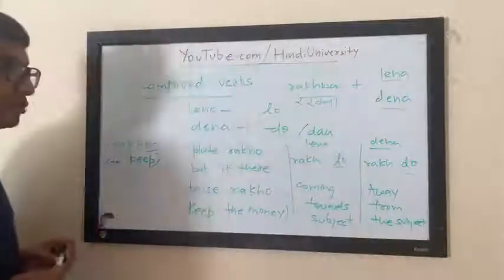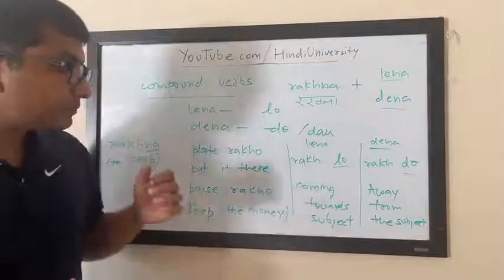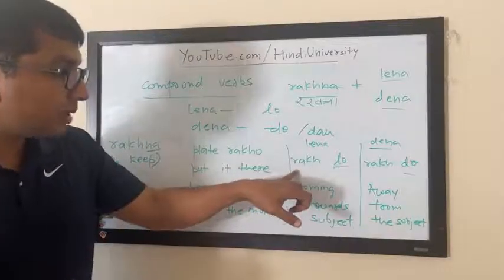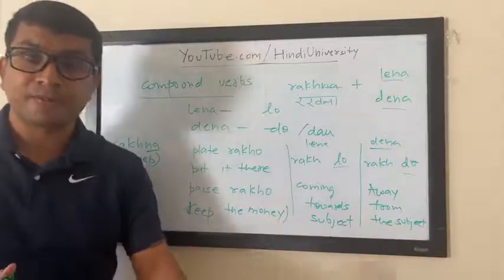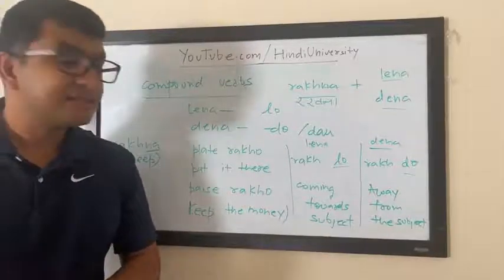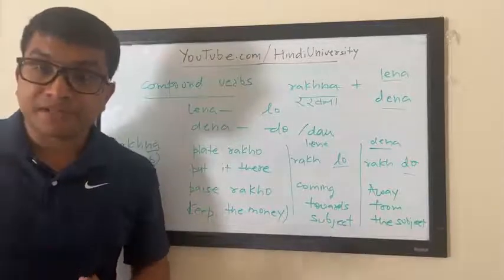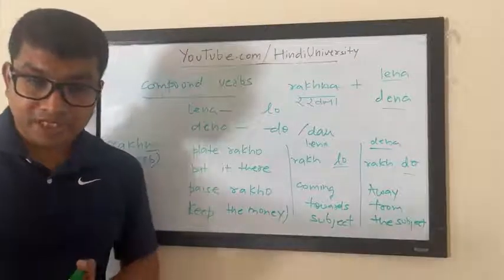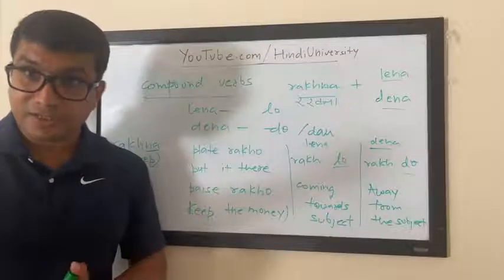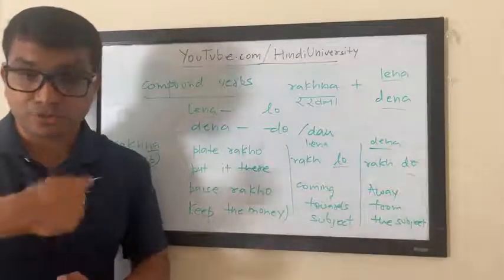Okay, I don't know if it makes sense or not, but maybe with examples it will make sense. So you have rakh lo and rakh do. Imagine if I were to say to Kelly ji, paise rakh lo, or paise purse mein or wallet mein rakh lo. That means, keep the money in the wallet. That is coming to her.